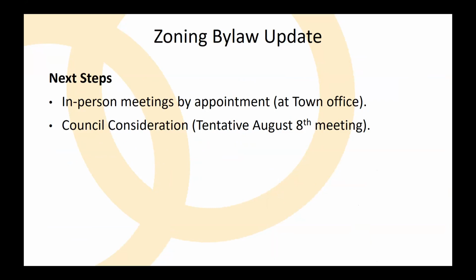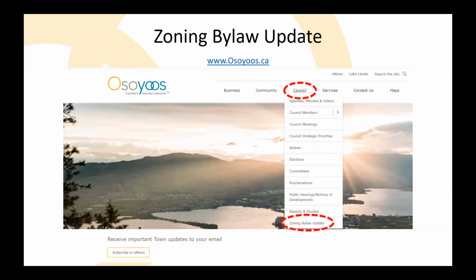And with that, I just want to put a plug in for the project page for anybody who wants more information, because we have put, I would suggest, a lot of background context and explanation in relation to the zoning bylaw up on the town's website. And so the quickest way to find that is to go to soyuz.ca, look for the council link, which I've highlighted with the red dashed line at the top of the screenshot. Let the drop-down menu appear, and then go down and look for the zoning bylaw update link at the bottom, which you can see in the other red dashed highlighted line.